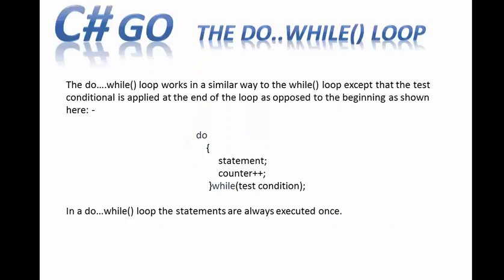Welcome to this video where we're going to look at the C# do while loop. Do while works in much the same way as the while loop, except, as you can see, the test condition is placed at the end of the loop rather than at the beginning, as is the case with the while.